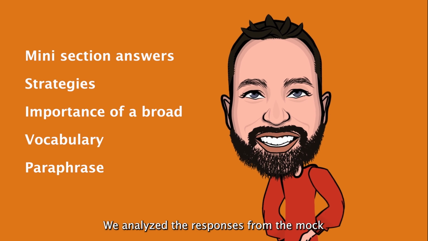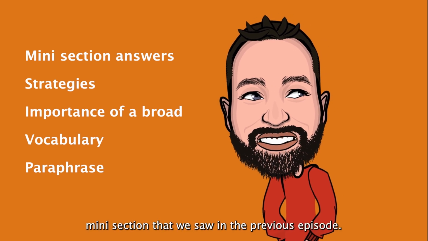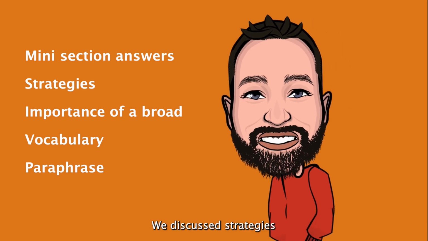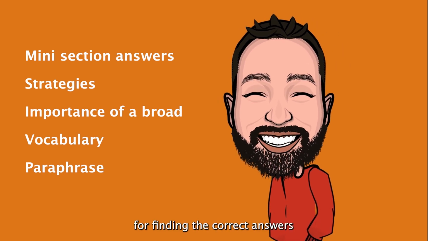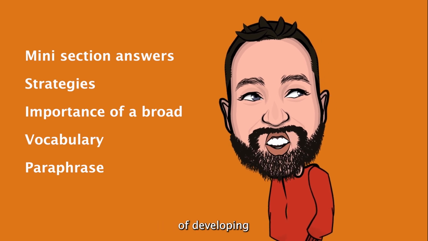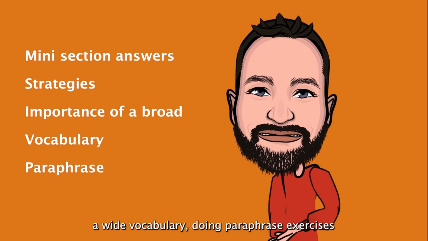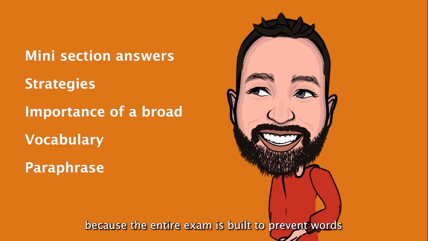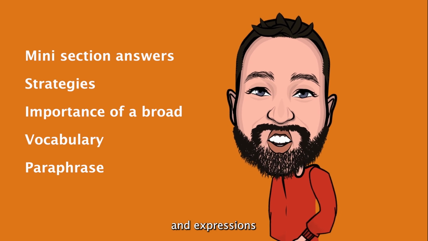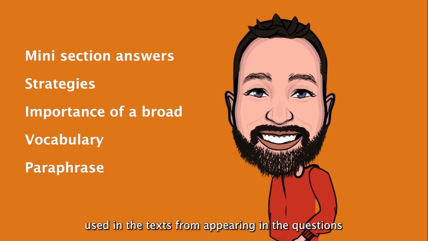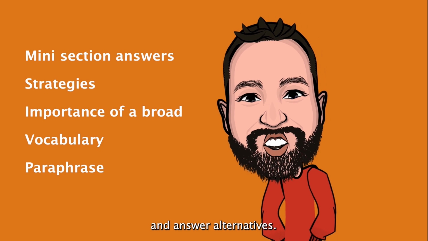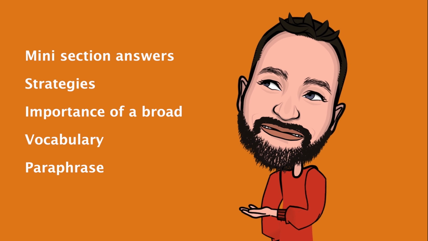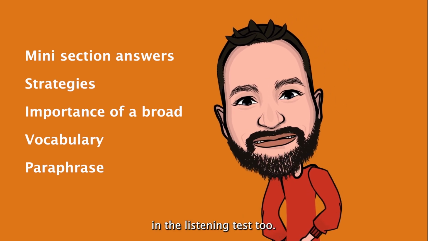This was the third episode of the reading block. We analyzed the responses from the mock reading test mini-section that we saw in the previous episode. We discussed strategies for finding the correct answers and talked about the importance of developing a wide vocabulary, doing paraphrase exercises, because the entire exam is built to prevent words and expressions used in the texts from appearing in the questions and answer alternatives. This doesn't just happen in the reading test. In the listening test too.